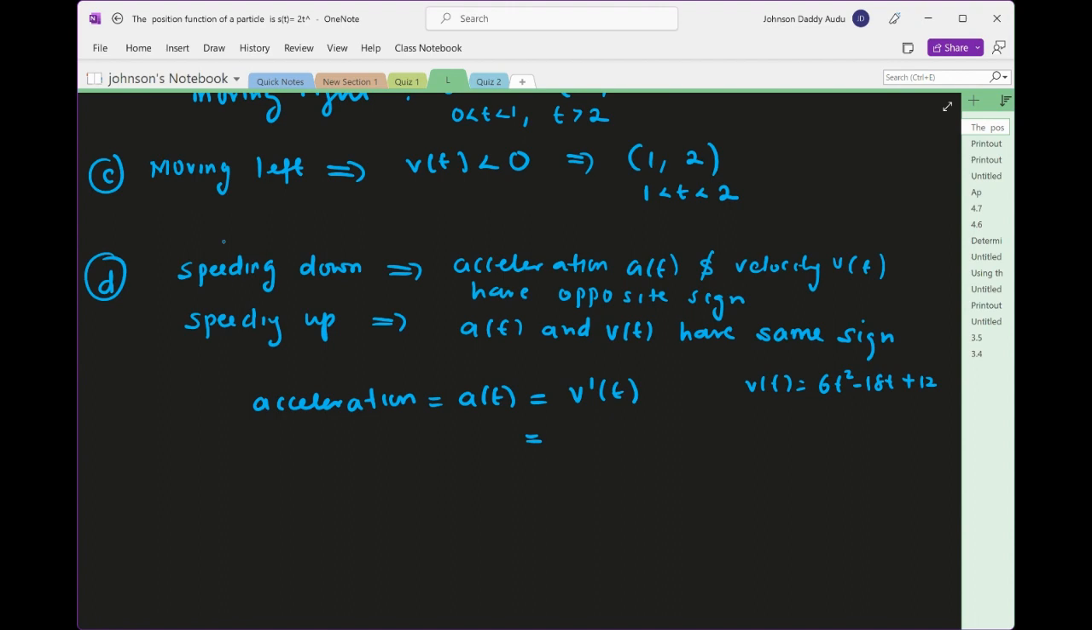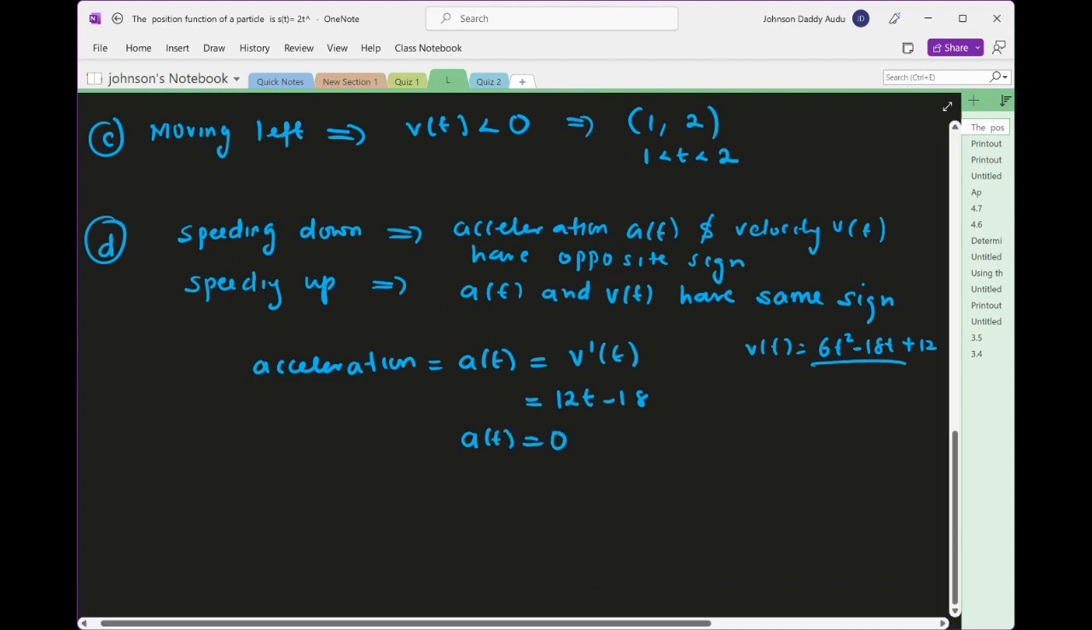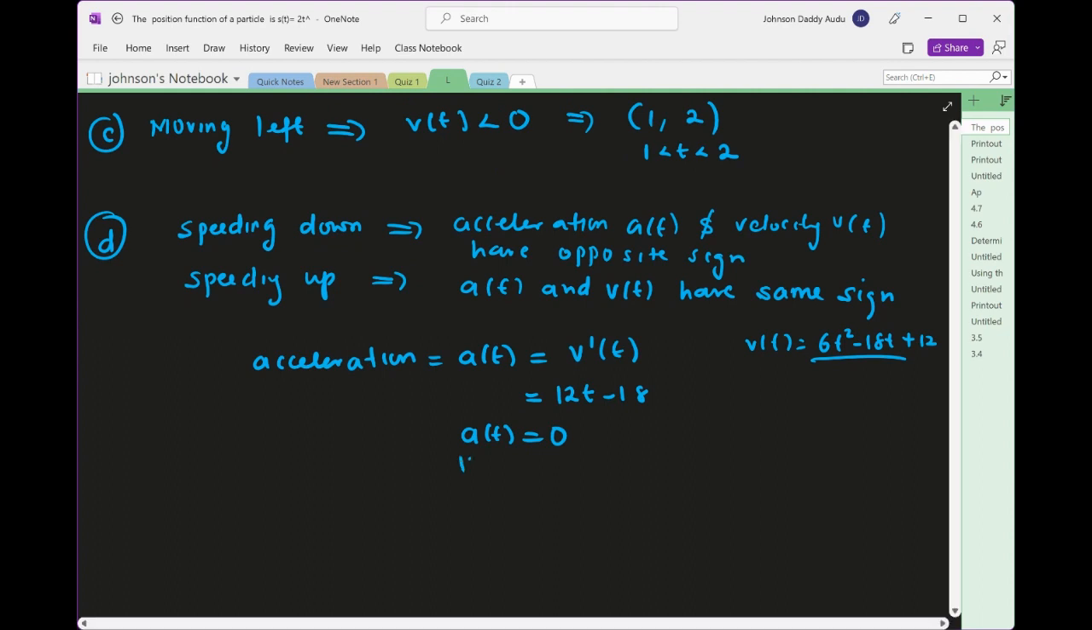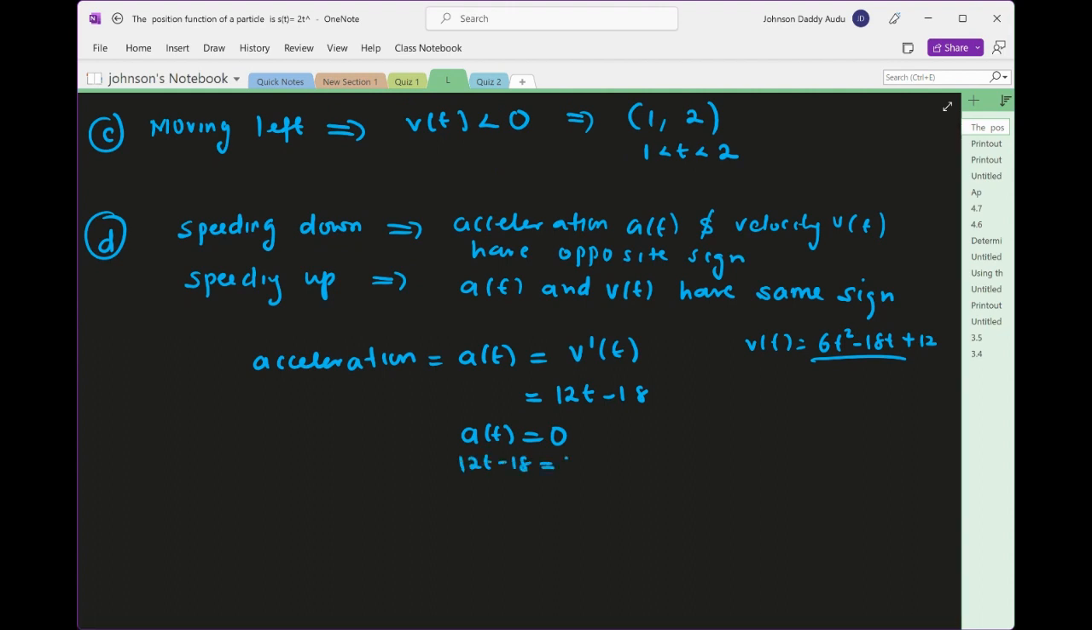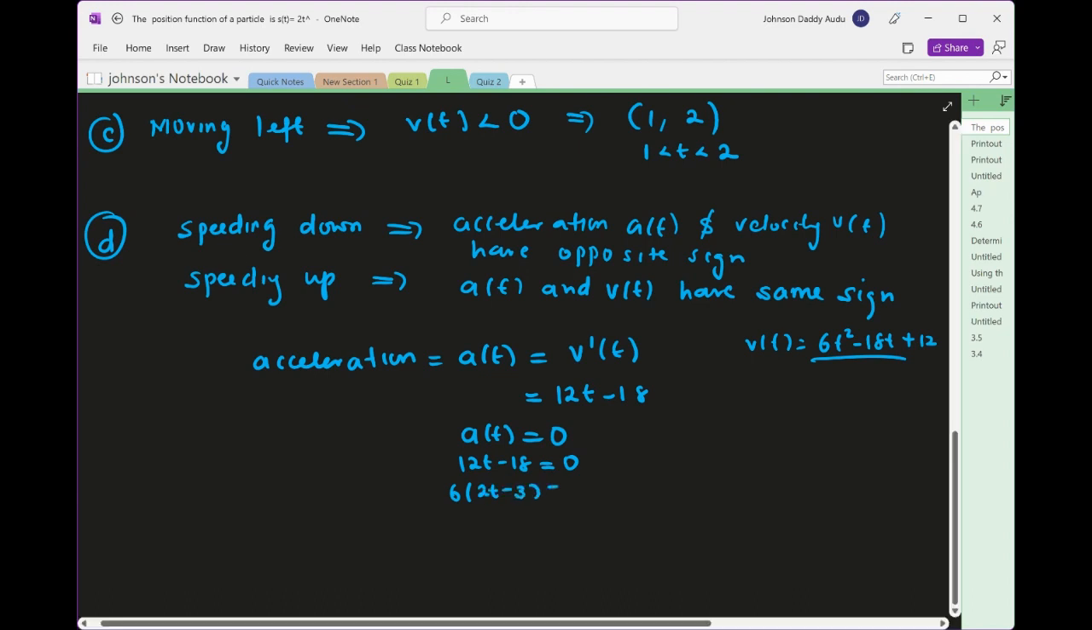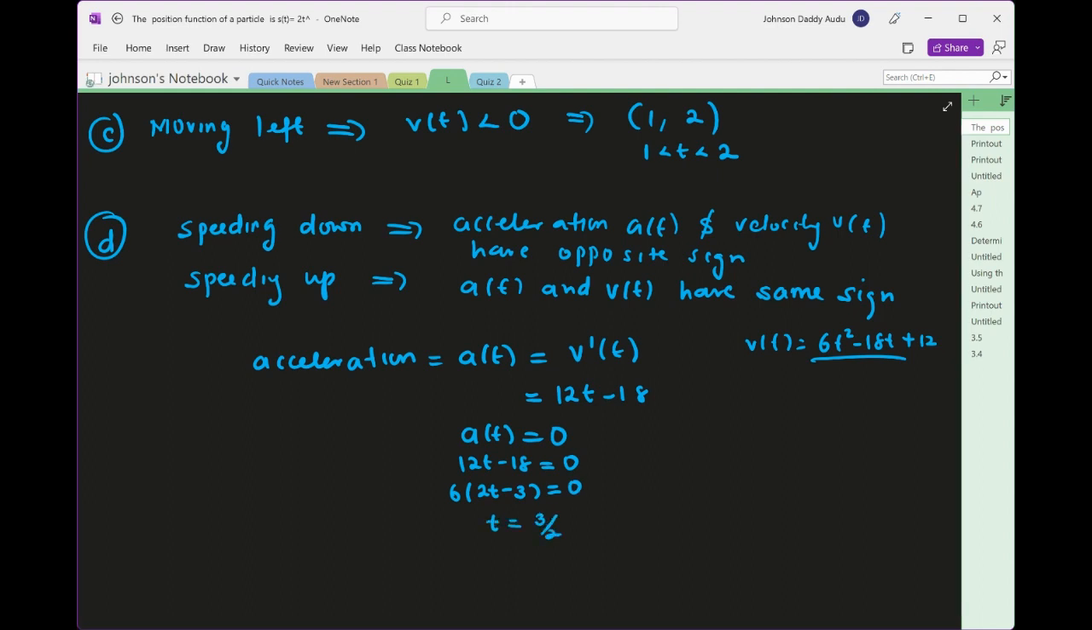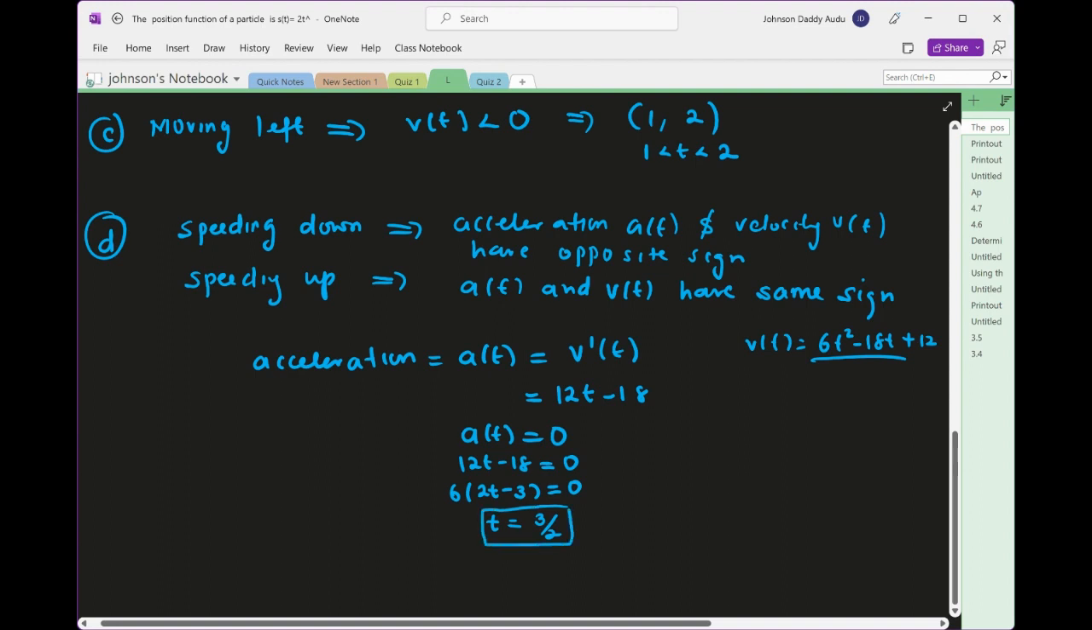Okay, so the derivative of this velocity is nothing but 12t minus 18. So we also need where the acceleration is equal to 0, the stationary point here. So 12t minus 18 is equal to 0. I can factor out 6, so that we have 2t minus 3 equals 0. So from here you can see that t is 3 over 2.